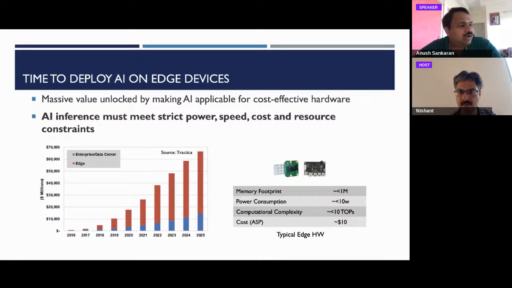Is there a way that we can compress the model, make the model much smaller, without compromising on the accuracy of the model? That is why the problem is very challenging and very important, and that is what I'm going to talk about in the rest of this presentation: how do we compress the model without sacrificing the accuracy?